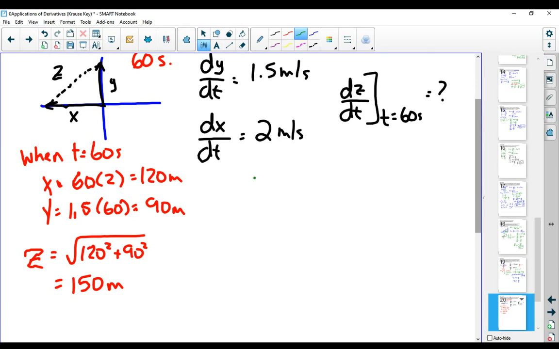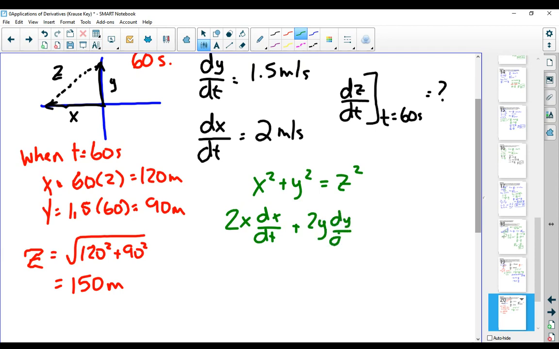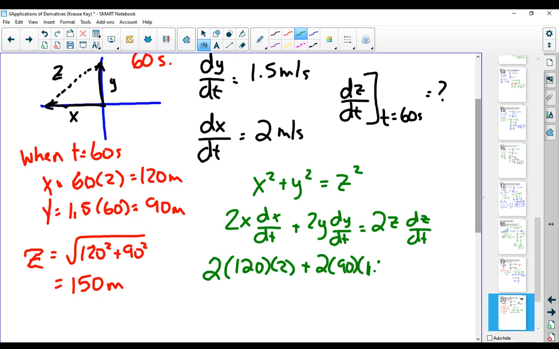We take that formula, x squared plus y squared equals z squared, and we do the derivative. So 2x dx/dt plus 2y dy/dt equals 2z dz/dt. Sub in what we know. 2 times 120 times 2 plus 2 times 90 times 1.5 equals 2 times 150 dz/dt.